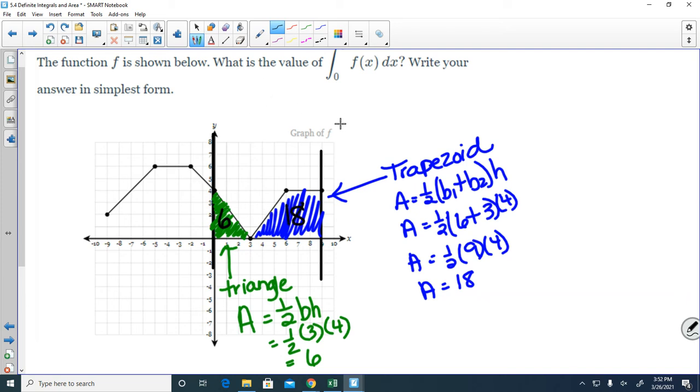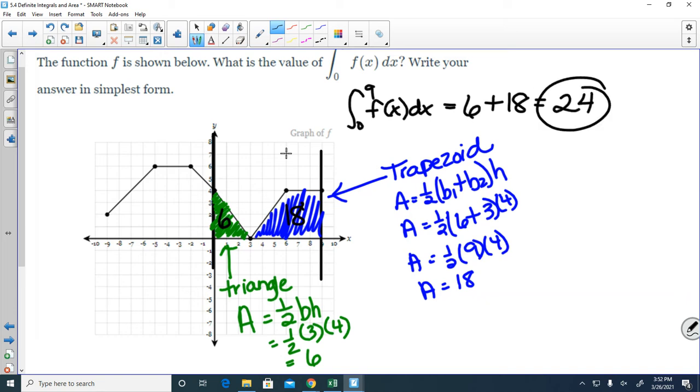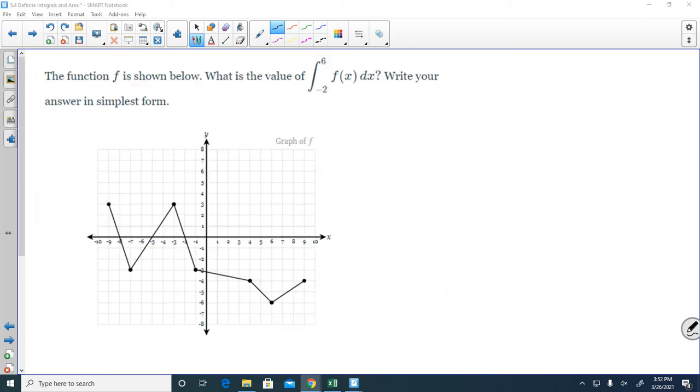So then if I want to find the value of the integral from 0 to 9 of f of x dx, I can add 6 plus 18 because they are both above the x-axis to get 24. So the definite integral from 0 to 9 of f of x dx ends up being 24. Sometimes you have a function that is both above the x-axis and below the x-axis. So for this one, we'll be looking at the definite integral from -2 to 6.